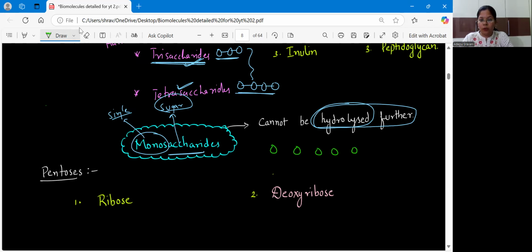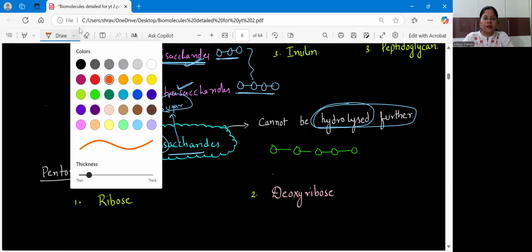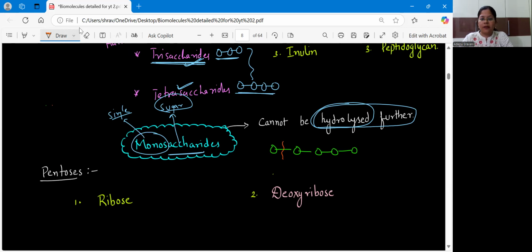If I'm taking an oligo, where we have a few sugar units attached with certain bonds, when you break these bonds by using a water molecule, hydro means water. So when you are breaking the bonds by using the water molecule, that action we call hydrolysis. Breaking the bonds in the presence of water is called hydrolysis.